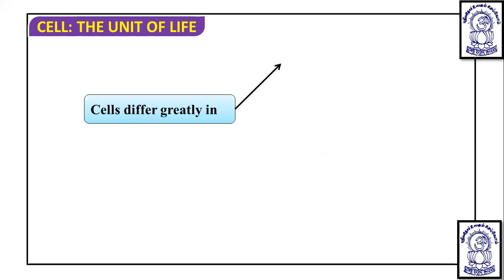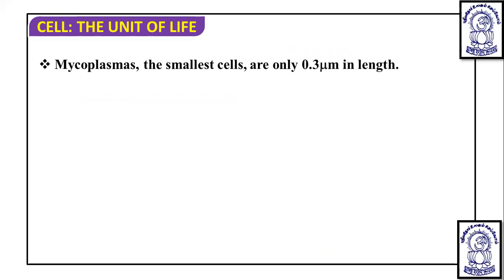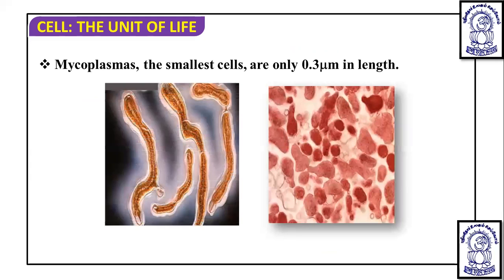When we observe cells, you will see that different types of cells have different peculiarities. Cells differ in size, they may differ in shape, and they can differ in activities as well. When we talk about the size of the cell, mycoplasma is a wall-less bacterium, and it is the smallest cell. It is 0.3 micrometer in length. These mycoplasma are also known as PPLO.